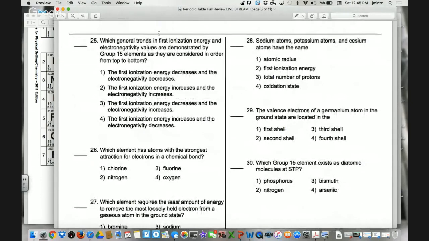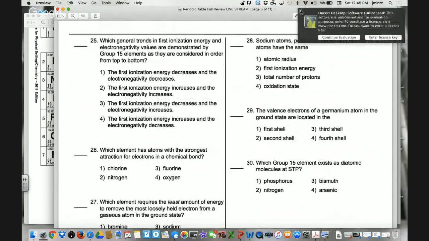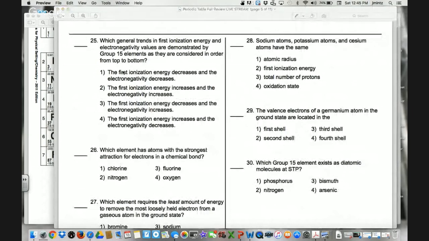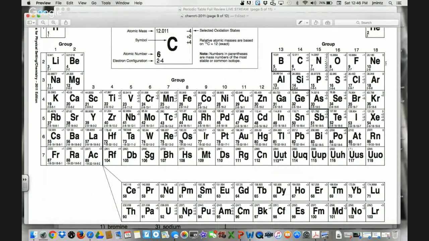Let's move down to some of the trends just so I can show you how to answer these questions. All right, which general trend in first ionization energy and electronegativity values are demonstrated by group 15 elements as they are considered in order from top to bottom? So again, not something to memorize. Go to group 15 and pick 2 elements.